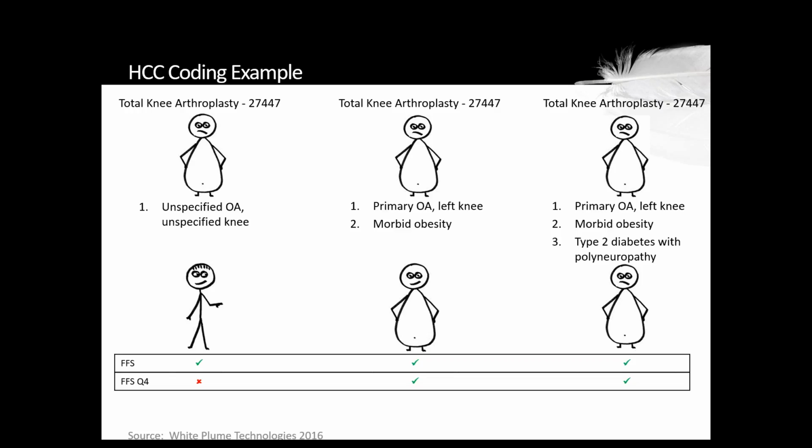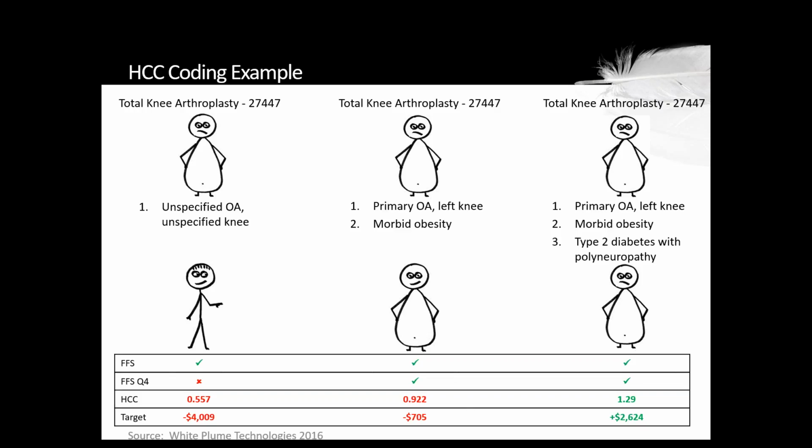But the bigger impact is actually in the risk adjustment. When you look at the HCC score for each of these 3 encounters, you can see that the HCC score is vastly different for patient number 3 than it is for patient number 1. And that's because we've included these comorbidities of morbid obesity and type 2 diabetes with polyneuropathy, right? And remember, the HCC score is what the government uses to set the targets for how much they expect to spend on that particular patient, right? So if those are the only 3 diagnosis codes that particular patient had, patient number 3 compared to patient number 1, Medicare expects to spend over $6,600 more on patient number 3 over the next 12 months than patient number 1.